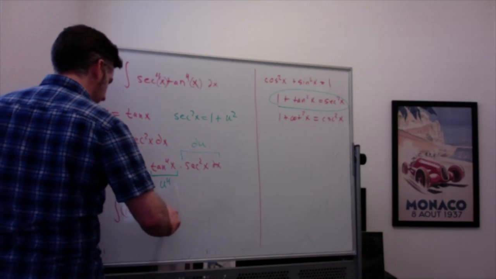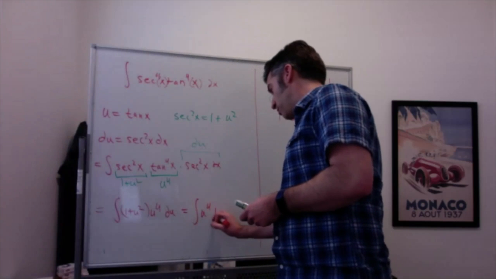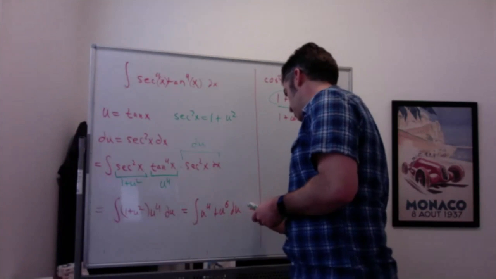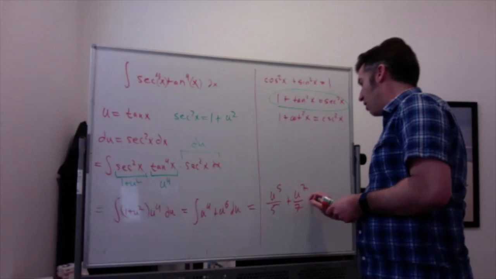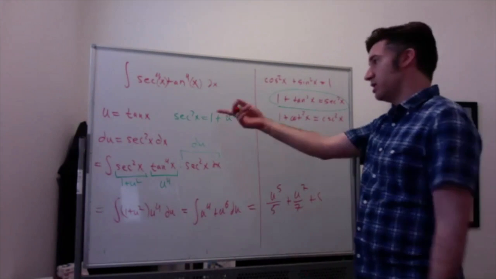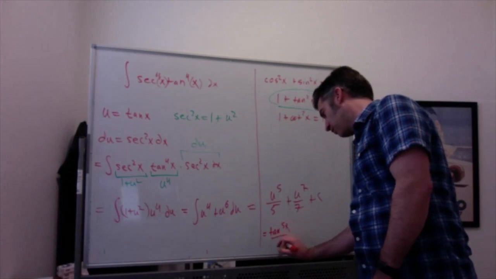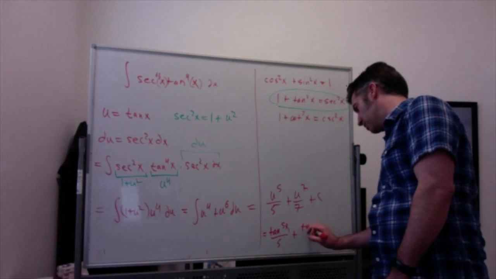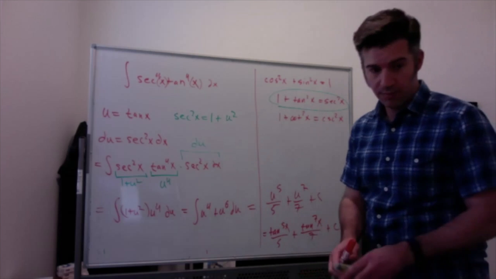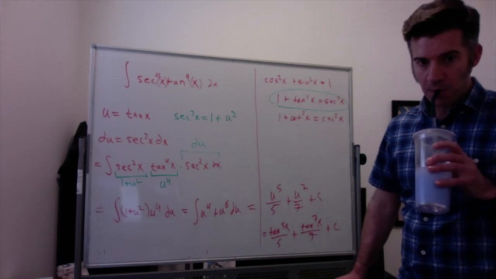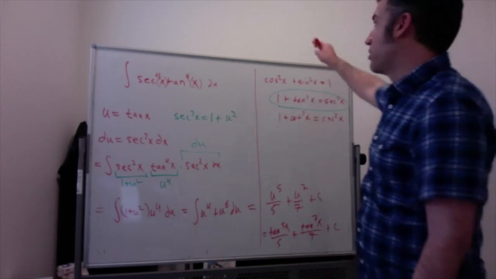You always will have to multiply this out before you can integrate. So you're going to get the integral of u to the 4th plus u to the 6th du, which then becomes u to the 5th over 5 plus u to the 7th over 7 plus c. And then you plug back in what u is, which is tangent, and you get tangent to the 5th x over 5 plus tangent to the 7th x over 7 plus c. So that's kind of how these secant tangent ones work.